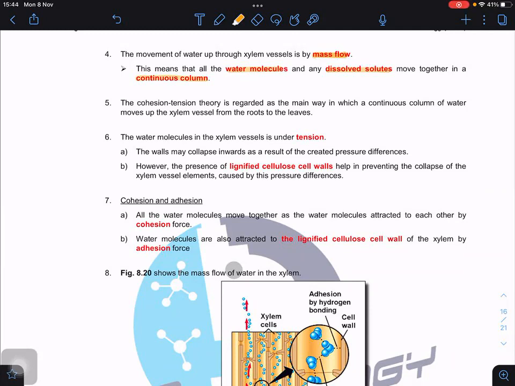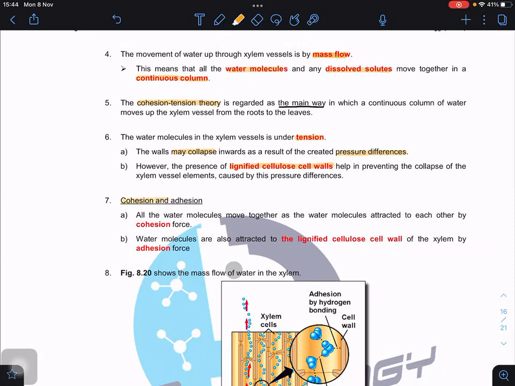So the theory we're going to use here is the cohesion tension theory. It's the main way in which a continuous column of water moves up the xylem vessel element. First of all, what does tension mean? The xylem vessel elements are under tension because the wall may collapse inwards because of the pressure difference. I will explain it later. However, the lignified cellulose cell wall prevents the collapse of the xylem vessel elements and strengthens the wall.